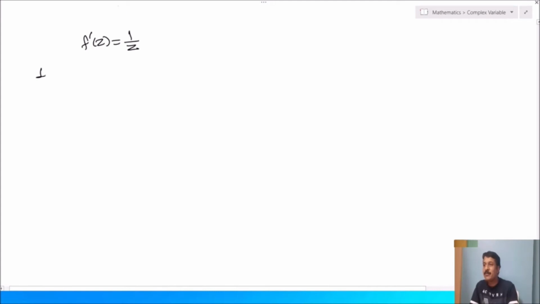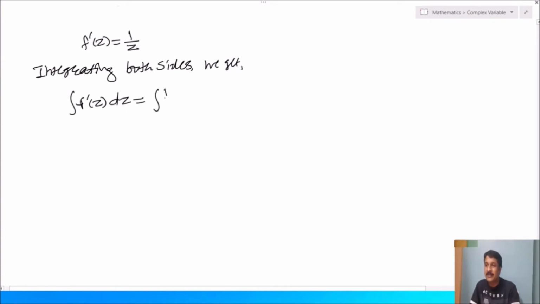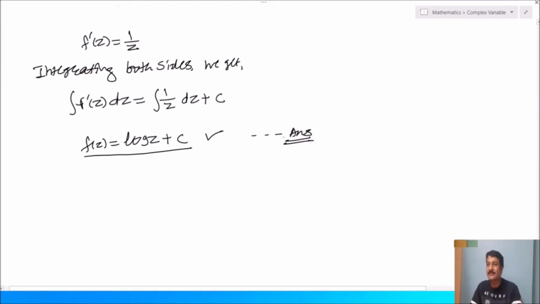So integrating both sides, we get the integration of f dash of z with respect to z equal to the integration of 1 by z with respect to z plus the integration constant c. That is why f of z equal to log of z plus c. So this is your f of z in terms of z.